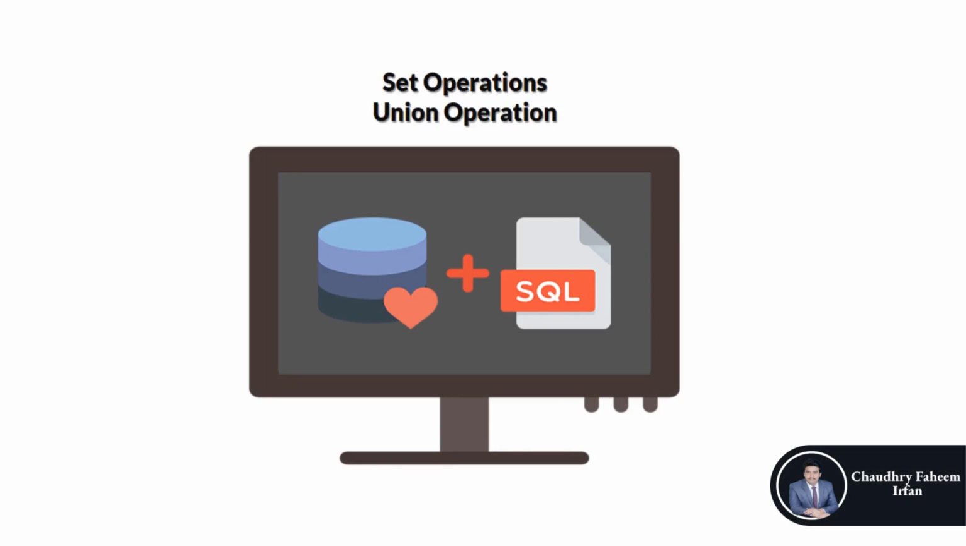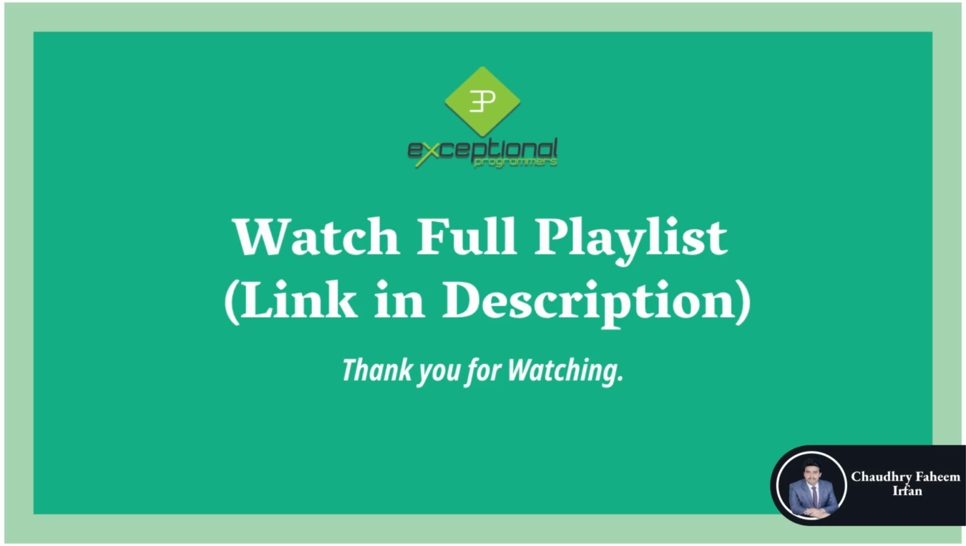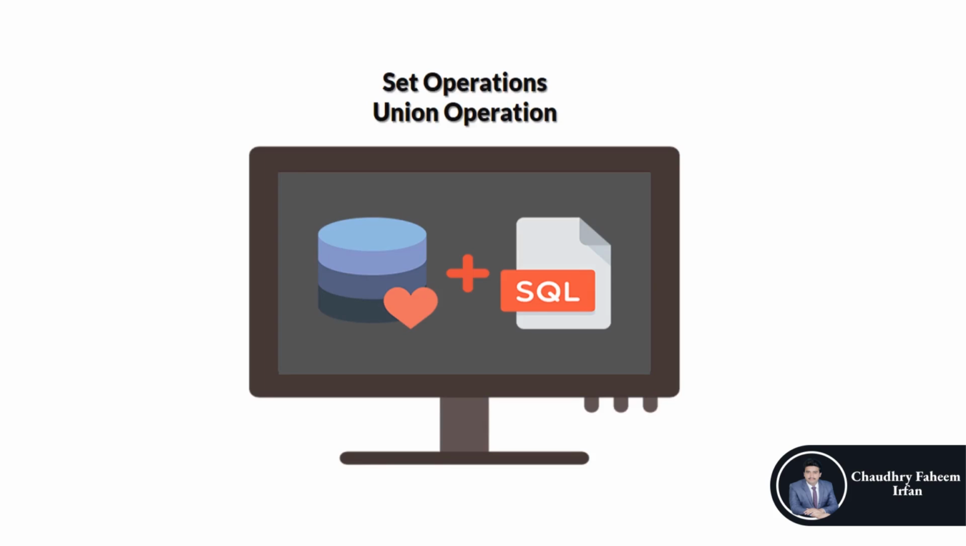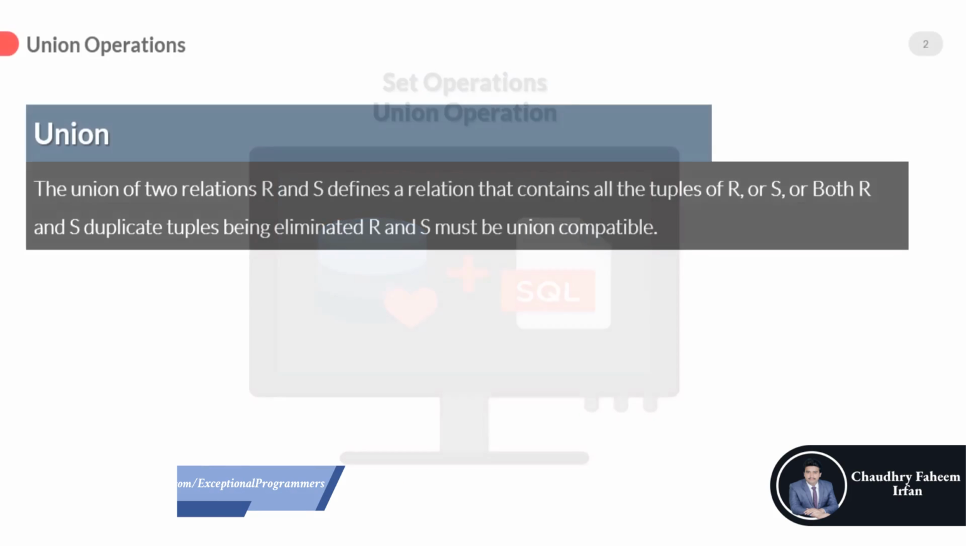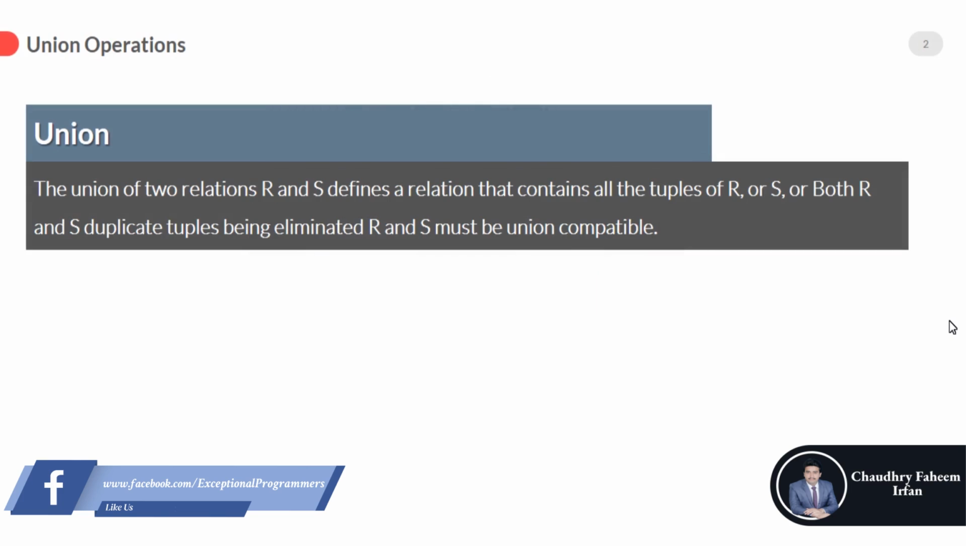In this lecture, we're going to learn about set operations. The first type of set operations is the union operation. So in this video, we are going to learn about union operation. What is the definition of union operation?